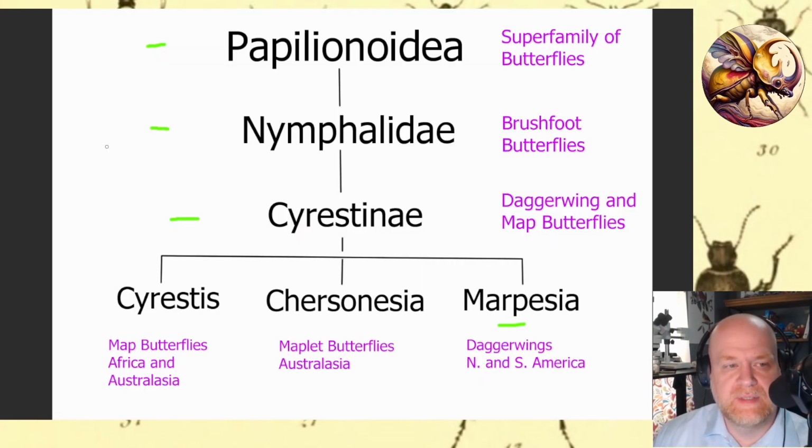That is all there is for the Cyrestinae. This is a relatively small subfamily within the Nymphalidae. As we move on to the other subfamilies of the Nymphalidae, there's a lot more butterflies in each of these groups. So if you are a collector in North America, keep an eye out for Marpesia in the eastern half of the United States.